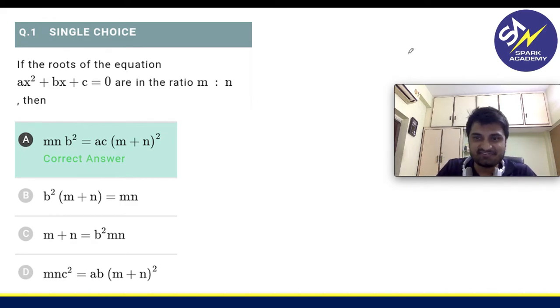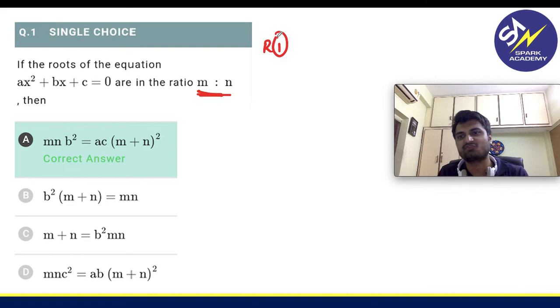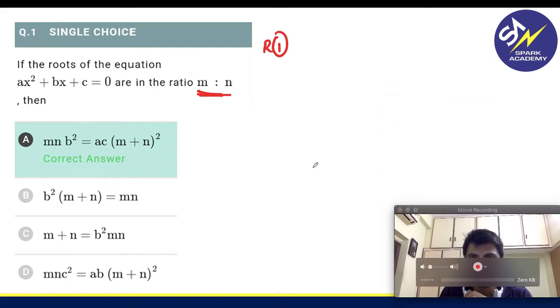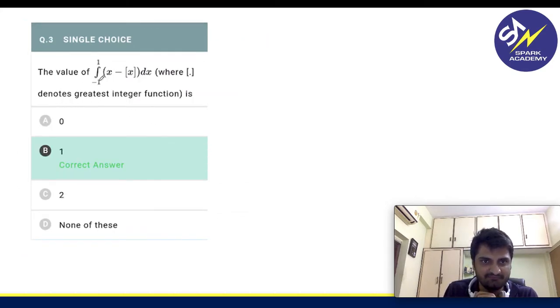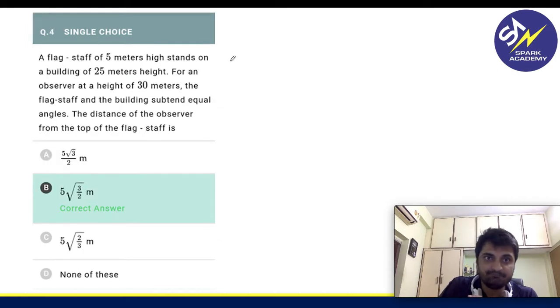As usual, this is a mains paper. The first thing I would do is classify it into rounds. This looks like a quadratic equation question, simple, so I will solve it in round one. This looks like a domain question, wavy curve, again a favorite, which we discussed many times. It's round one. This looks like definite integrals, but you need to know the definition of step x. So for that purpose, I'll write it as round one only.